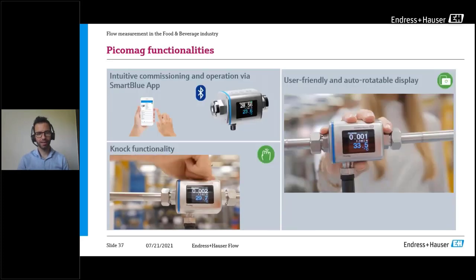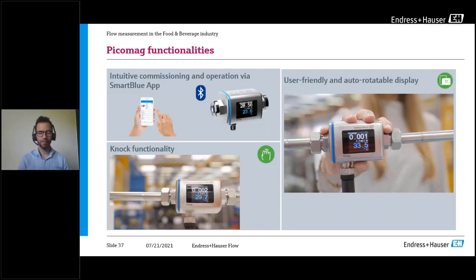So, a few functionalities of PicoMag. It uses the same SmartFlow App as Proline 10. We have built in one knock functionality. Why did we do this? It gives you a quick glance at the settings, the firmware version, when you knock on the device. Please don't use a hammer. The PicoMag will withstand a lot, but a big hammer shouldn't be used.